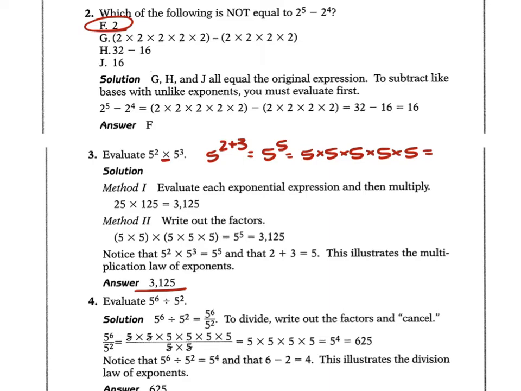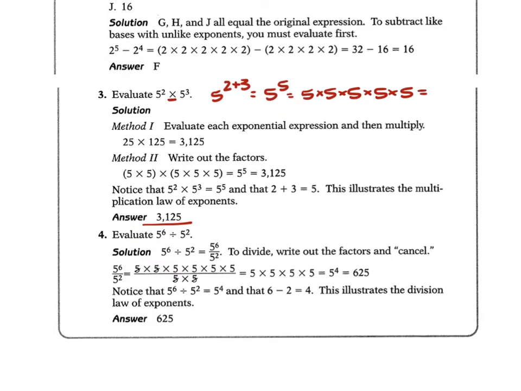For 4, we're evaluating 5 to the 6th power divided by 5 squared. So we can actually set these on top of each other if we want to. So 5 to the 6th divided by 5 squared. Remember, division and fractions are the same thing, so it doesn't matter which way it's given to you, you're going to have the same answer. So because our bases are the same on both the top and the bottom, we're going to subtract these two. So it's going to give us 5 to the 4th power, which is 625.